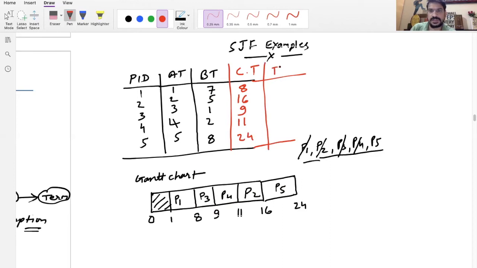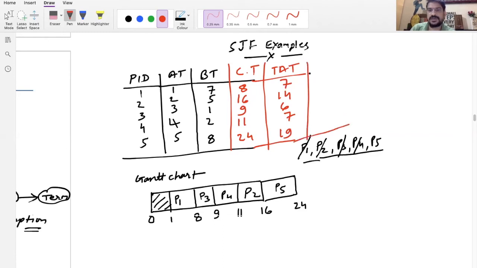Now, what is a turnaround time? Turnaround time is completion time minus arrival time. So it will be 7. It is 14. It is 6. It is 7. And this one is 19. So this is the turnaround time.